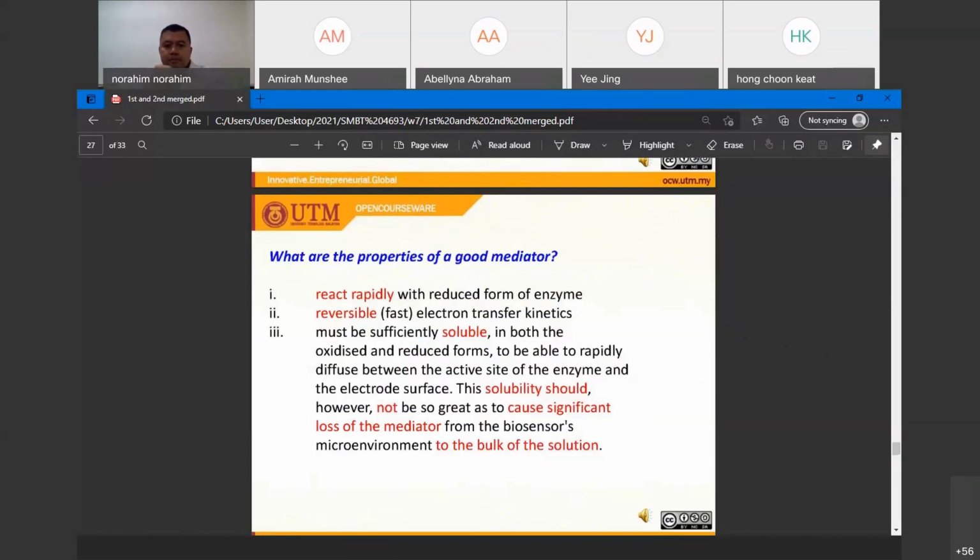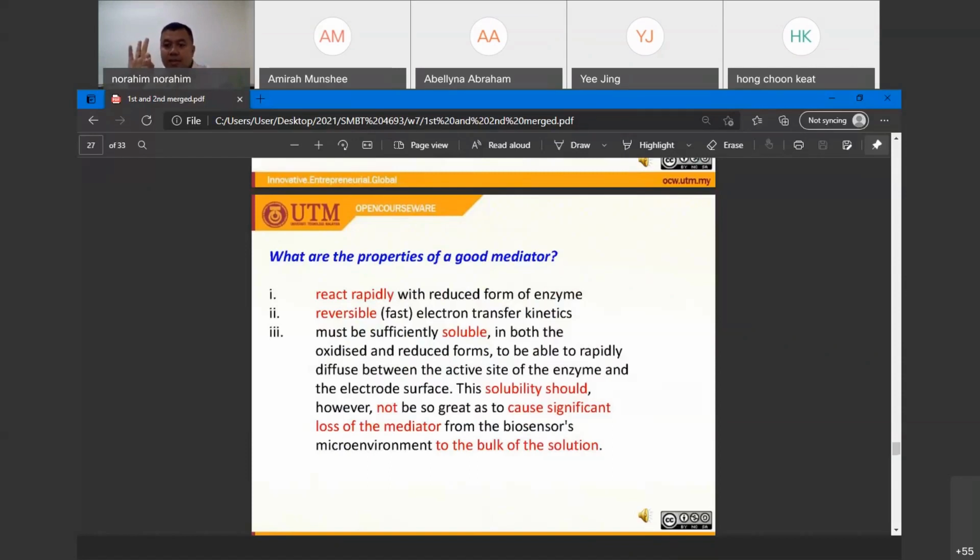So one of the main modes of mass transfer is diffusion. Remember diffusion, convection, and then what is the other one? Convection is when you apply a magnetic field or stirring to the solution.